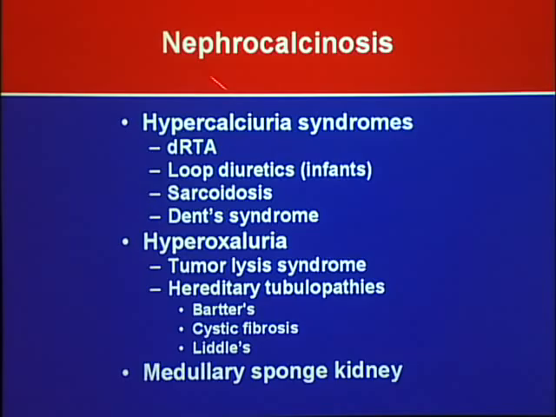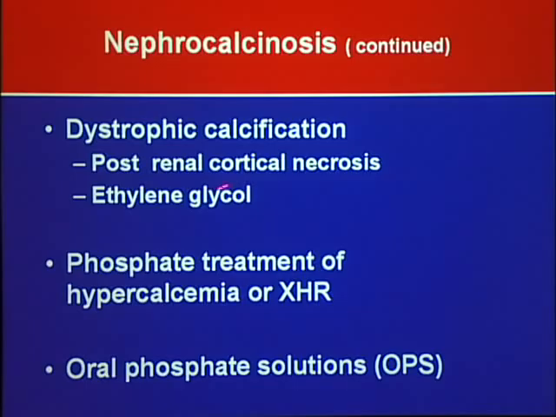I didn't realize cystic fibrosis and Little syndrome were on this list, but they are. Medullary sponge kidney gives you nephrocalcinosis, but is harmless, and it's not to be confused with medullary cystic kidneys. Any past injury can calcify. We know calcification can be a response to injury. Drinking Prestone antifreeze is a bad idea.